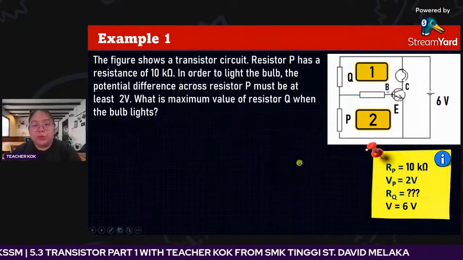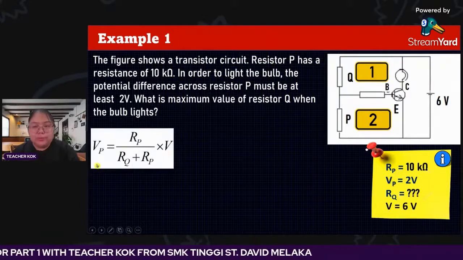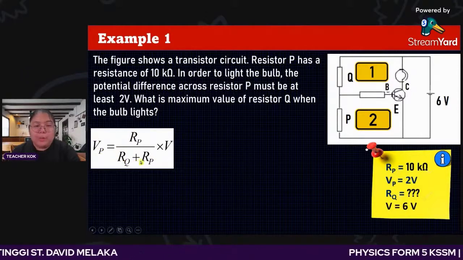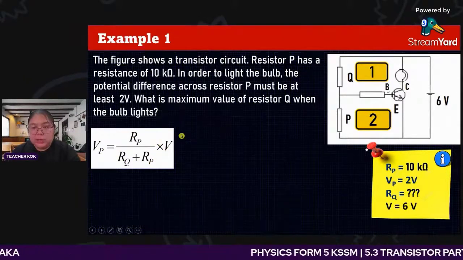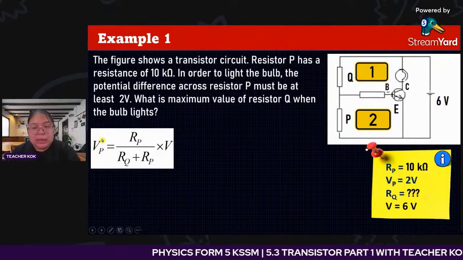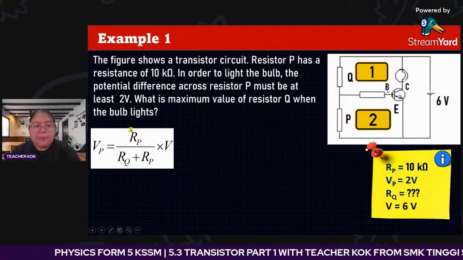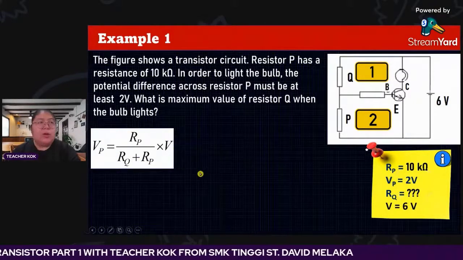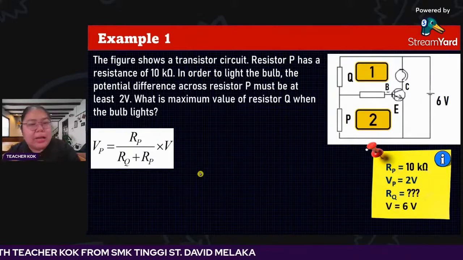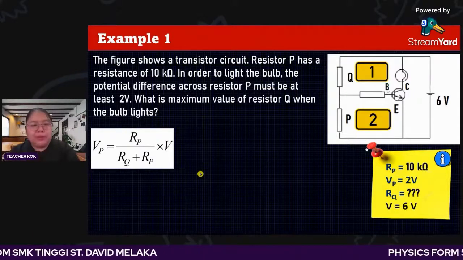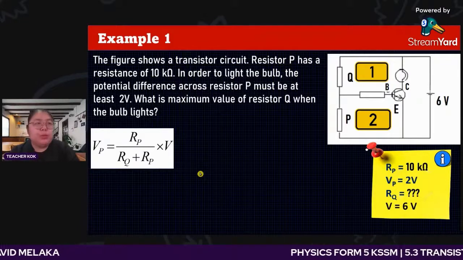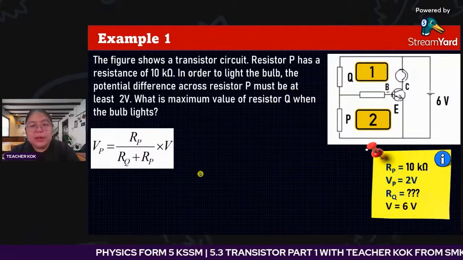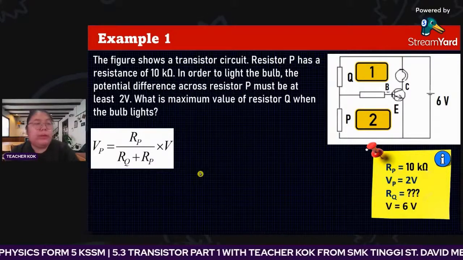So the P part is V2, is it? So I'm using the formula for V2. V2 equals R2 over R1 plus R2, multiply the V. So the V2 now is VP, and this one is RP. RP over RQ plus RP, multiply V. So anybody here can give me the answer for the RQ. I want to find RQ.